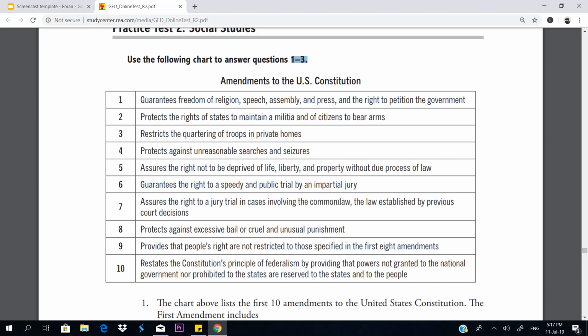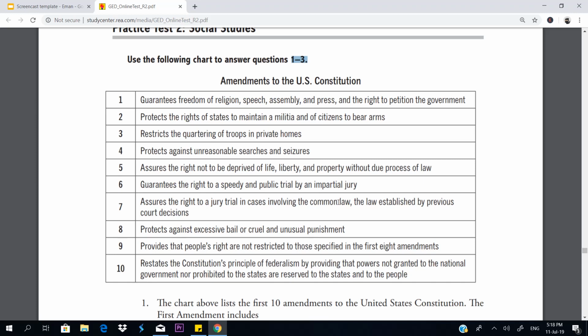All GED Social Studies students need to know that the first 10 amendments or changes to the US Constitution are referred to as the Bill of Rights. The Bill of Rights was essentially brought in to give more freedom and liberty to individual people within individual states within the US at that time. Many felt that the original US Constitution was lacking in certain elements of liberty for individual people, and that's why the first 10 amendments were brought into place, known as the Bill of Rights. And that's what we can see in front of us here on the screen.